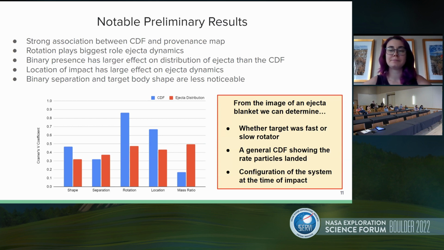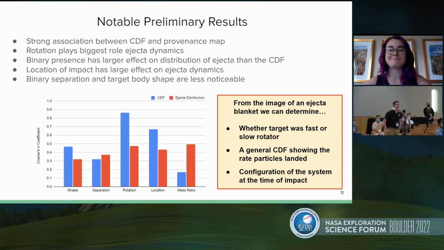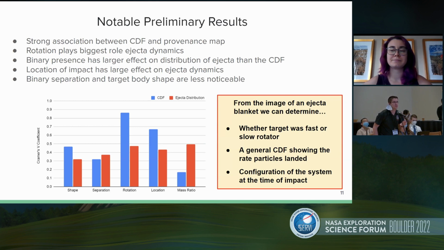Hi, Jenny. This is Wesley Chambers at Marshall. This is maybe a slightly off-topic question, but you're applying this package to a binary system. Could it also be applied to something like lunar ejecta impacts?